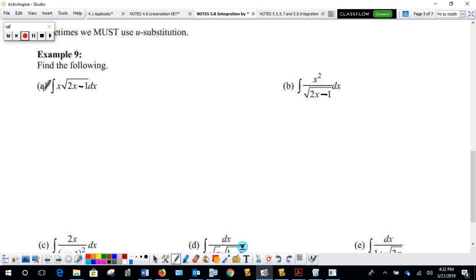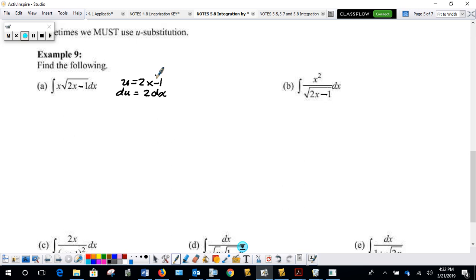Now, in this one, as you take a look at it, you would think this is not going to be a u substitution because I don't have a derivative on the outside. But with this technique, you would let u equal 2x minus 1. du would equal 2 dx. And when you don't have the correct derivative on the outside, you see how there's this extra x.